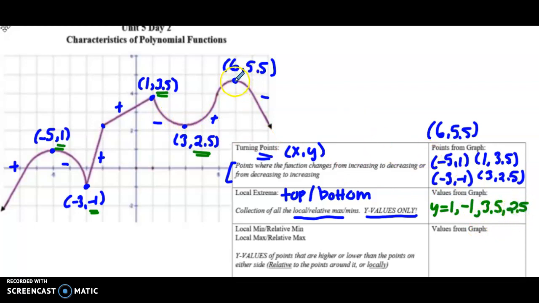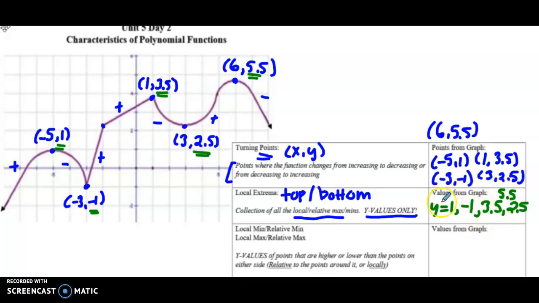And then we have our last one right here. So this is at the top of my hill. Okay, this 5.5 is higher than all those other y values around it. So it's also going to be considered a local extrema. Okay, and notice they're all y values here. Okay, now we're going to take a look at something called the local min, relative max. All right, now these were all the local extrema, so all the highs and all the lows.